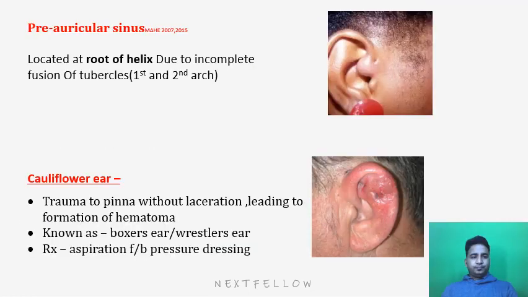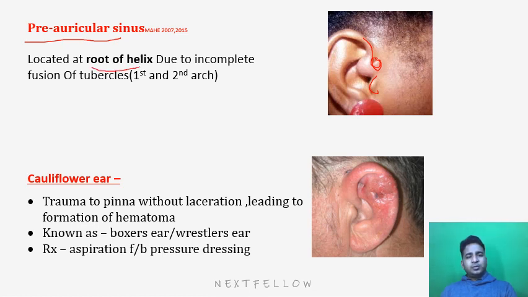Now there is preauricular sinus. Look at the diagram. There is a small opening present just anterior to the pinna, which is known as preauricular sinus. It is present at the anterior-most part of the pinna, at the junction of the tragus. This is my tragus and this is my helix. In between the anterior end of the helix and the tragus, there is a small opening known as preauricular sinus. It is present at the root of the helix.